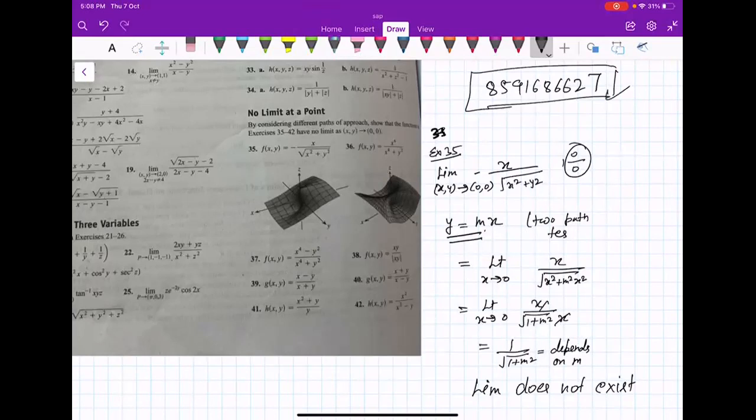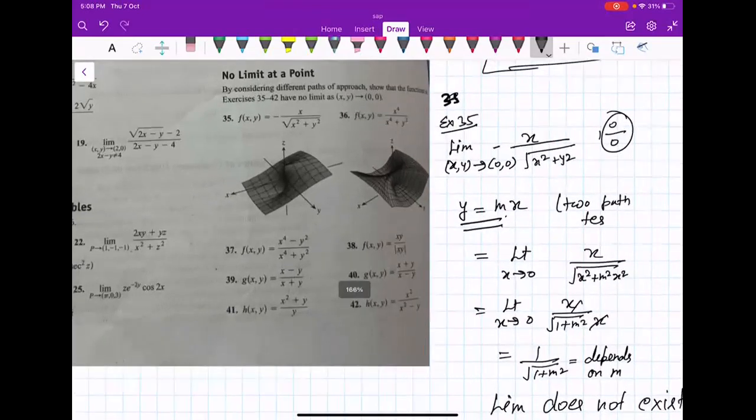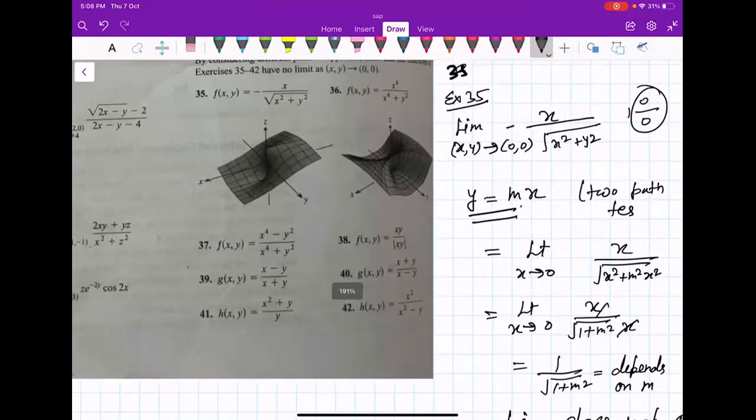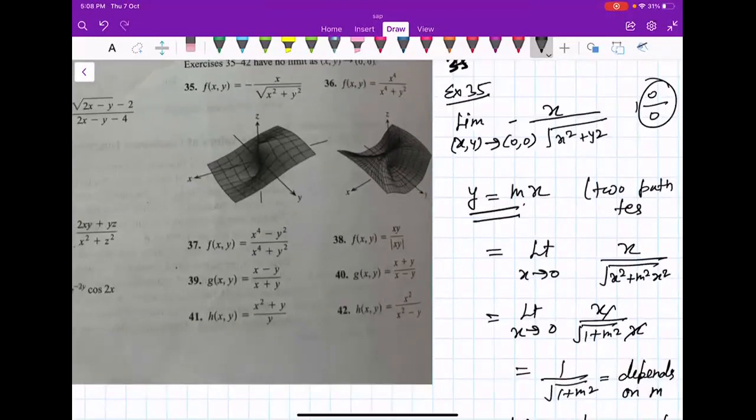Okay. So these are the questions from 35 to 42. They are all based on 2-part test. So try it. You can pick, or you can find out these questions from the book, and the book name is Thomas Finney.